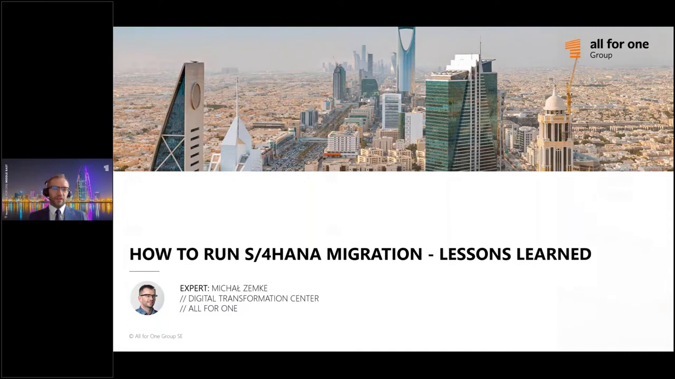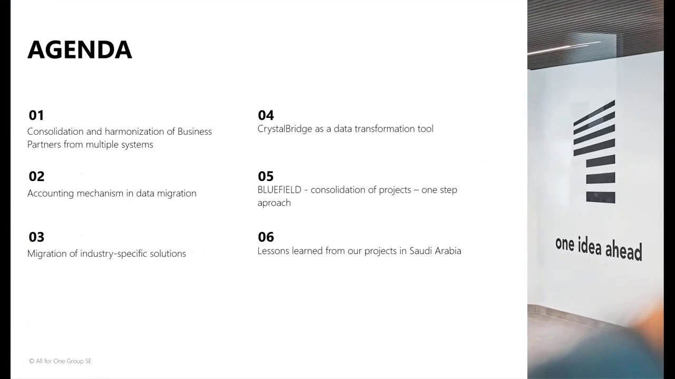For today, I prepared the agenda where we will talk about 6 points, and I would like to briefly present them. So we talk about the consolidation and harmonization of the business partners from multiple systems. And I think this is one of the main points when we think about the migration to S/4HANA, that we will have to deal with the business partners. And a lot of companies have an issue how to challenge the requirements from the business to succeed with the conversion to S/4HANA. As you are aware, SAP decided to use the business partner model in S/4HANA system.